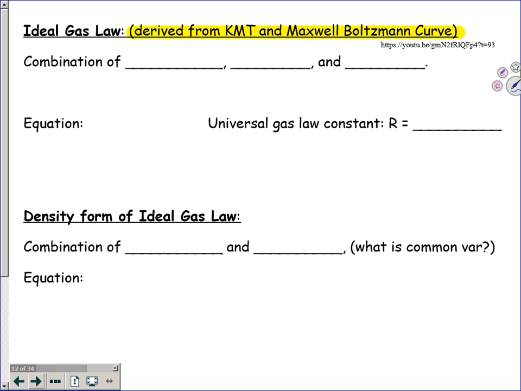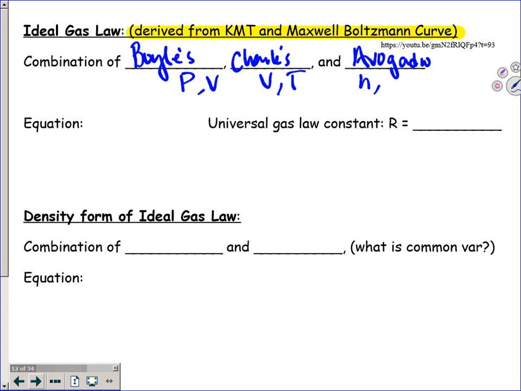Okay, ideal gas law. This is a relationship which actually combines three gas laws we just learned. Who was the first one? Boyle's law, and then Charles's, and say again? Avogadro. So it combines pressure, volume and temperature, and moles and volume, which is how we get all the variables together to be PV equals nRT.